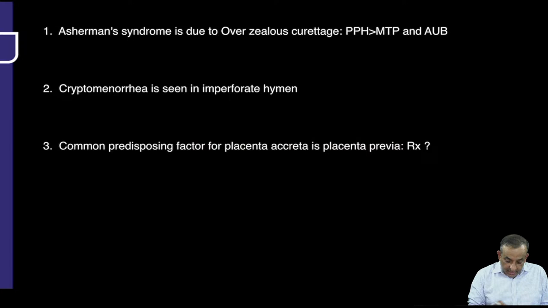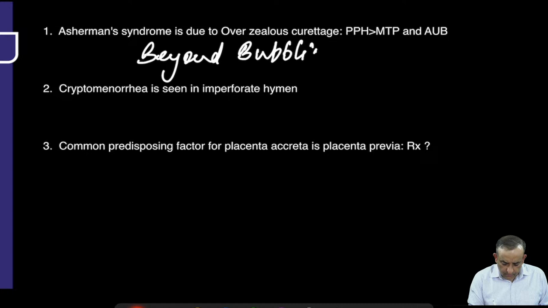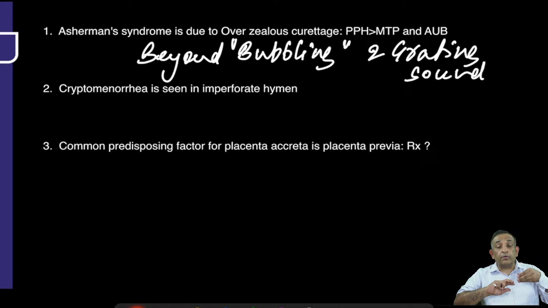Asherman syndrome is due to overzealous curettage. Overzealous curettage means scraping even beyond the stage of bubbling of blood and grating sound. So you're getting a grating sound because you've taken out the endometrium, you've taken out the basal lamella, and now you're scraping on the muscle. If you get that grating sound, that means you've done too vigorous a curettage. So stop at that moment. If you go on doing that, then you're going to cause Asherman syndrome.